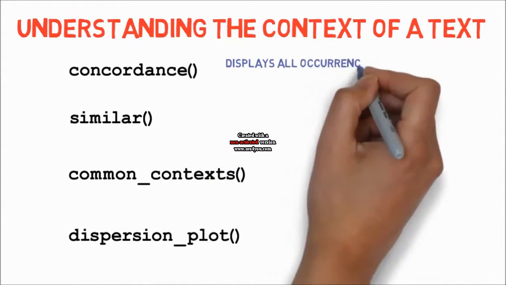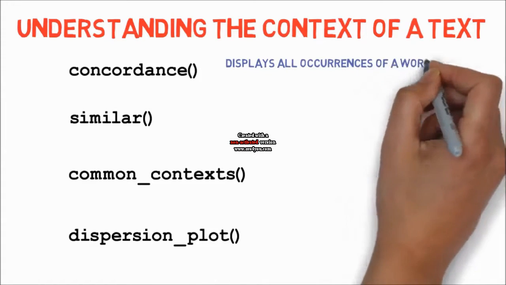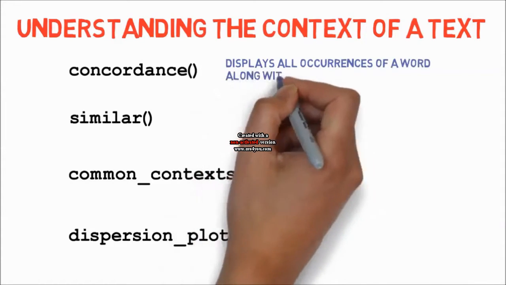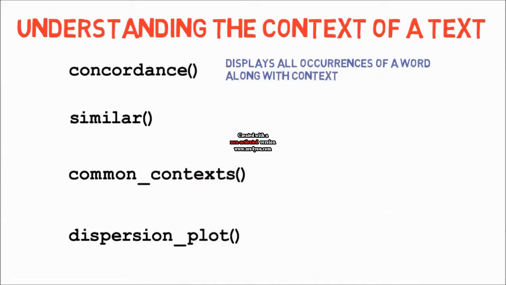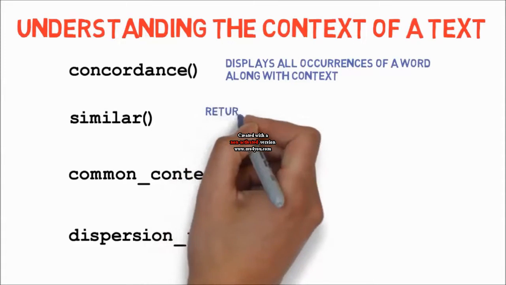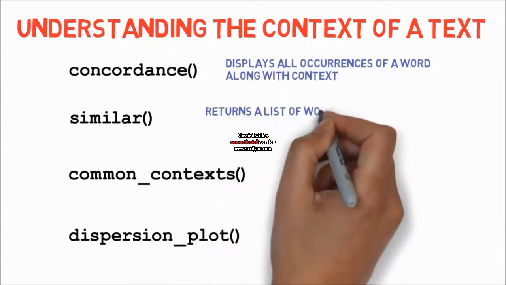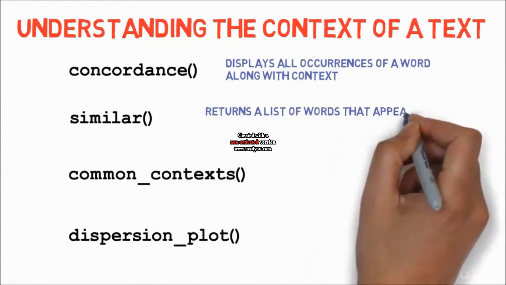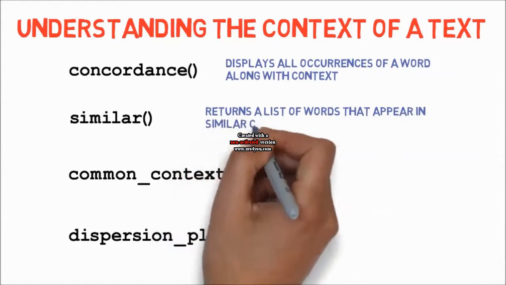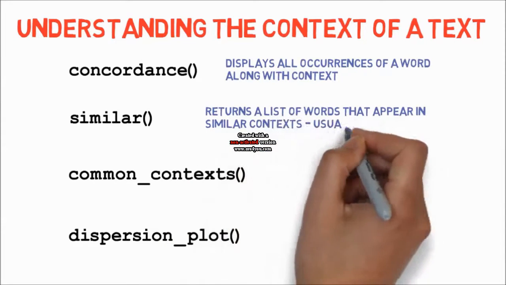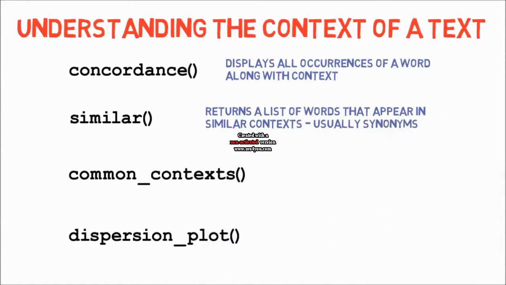So for example, if you wanted to see what are all the contexts that the word very appears with inside a piece of text, then use the function concordance and it will print out all the occurrences of the word very in a text. Similar returns a list of words that appear in similar contexts. Now you would expect that these are usually synonyms, but sometimes you will see very interesting and unexpected results based on how authors use words in a text.